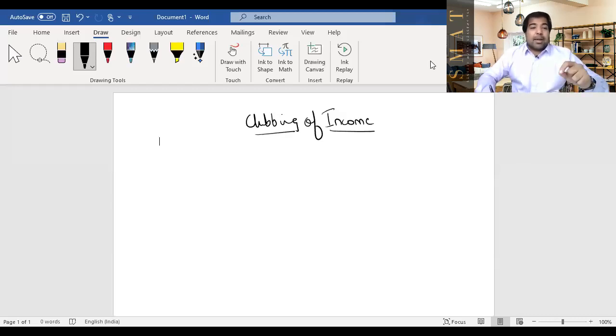As you can see, the name of the chapter is not clubbing of asset, it's clubbing of income. So guys, this income comes back to you. Clubbing basically means it is added back to you. And the sections are section 60.